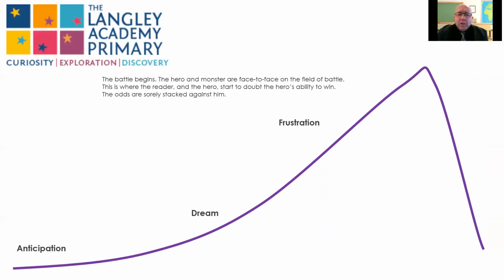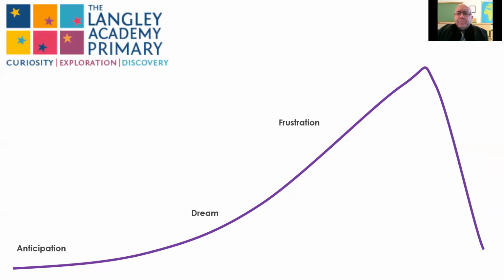So as the reader, we look at these two warriors, and we really do start to think the monster is going to win this one. Okay, so there is a frustration that we're thinking, but the hero can't possibly win this one. Look at him. Okay, so that's that part of the story, the start of the battle, where everything seems like it's unlikely our hero's going to win.